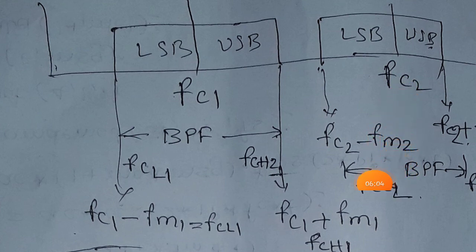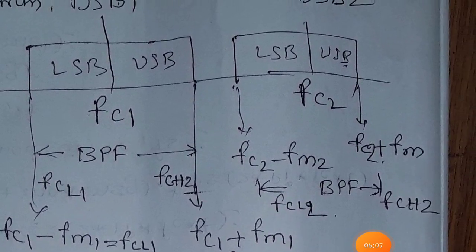Similarly, you can separate DSBSC2 with the following BPF cutoff frequencies. You have to pass it through a band pass filter having the lower cutoff frequency FC2 minus FM2, and upper cutoff frequency FC2 plus FM2. You have to take another band pass filter having the cutoff frequencies, lower cutoff frequency of this one, and higher cutoff frequency is this one.